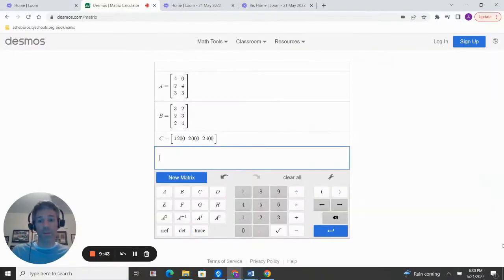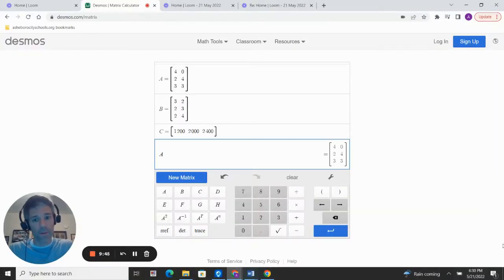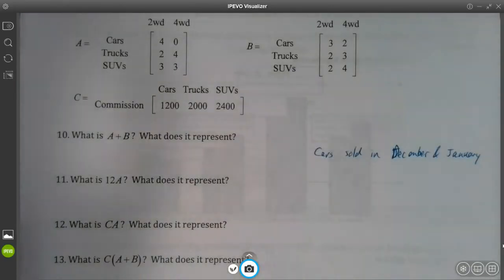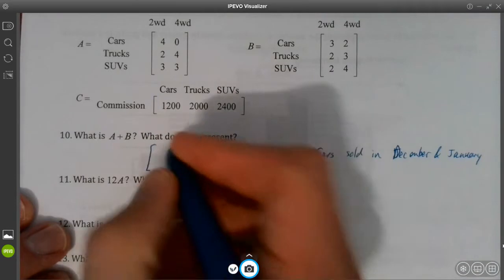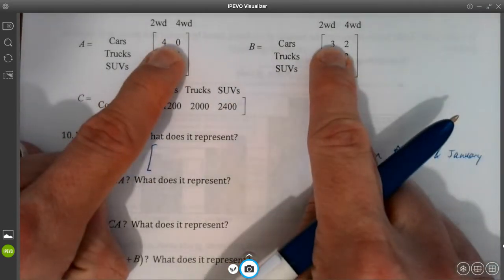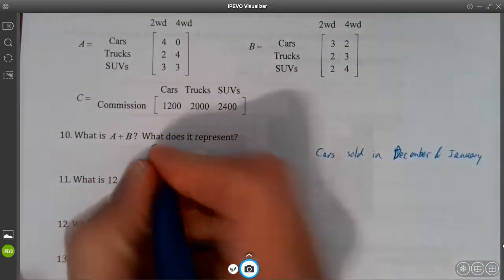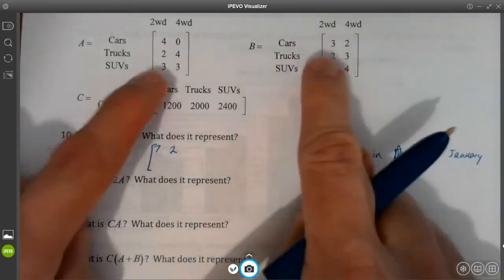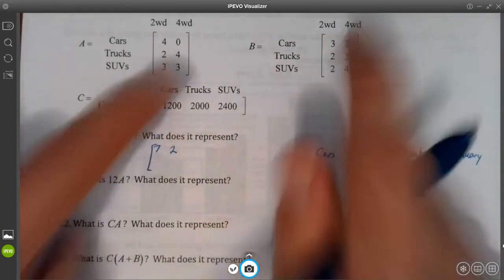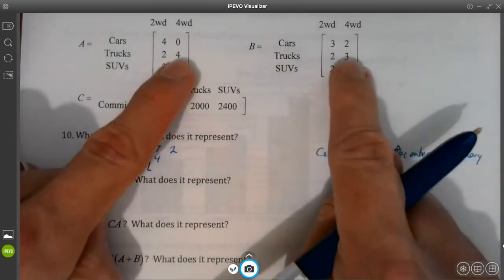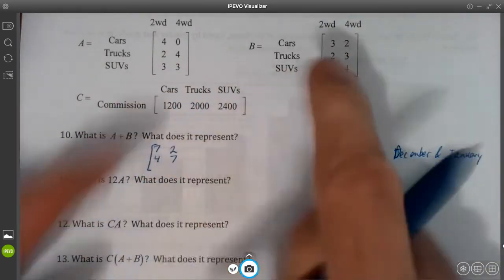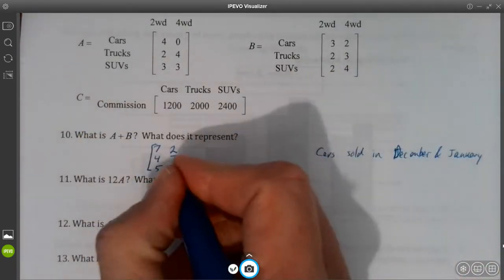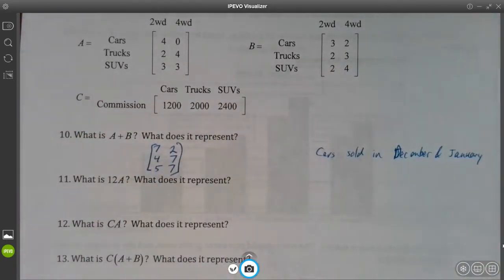I'm actually not going to use desmos.com/matrix because I can do this one in my head. If I wanted to, I could simply type capital A plus B, and it would give me an answer. But let's just be really honest, sometimes you can do it faster without that. So 4 plus 3, 0 plus 2, 2 plus 2, 4 plus 3, 3 plus 2, 3 plus 4. There we go.